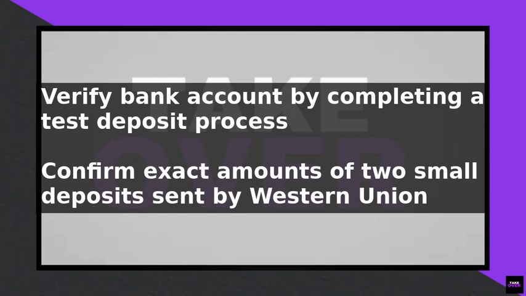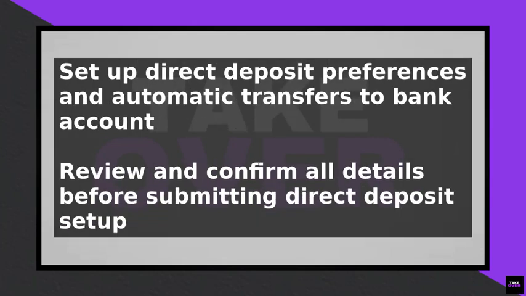Make sure to check the account numbers, routing numbers, and other information to avoid any errors or delays. Once you have confirmed all the details, submit your direct deposit setup and wait for the verification process to complete. In a few business days, your Western Union direct deposit will be active, and you can start receiving money transfers and other transactions directly into your bank account.